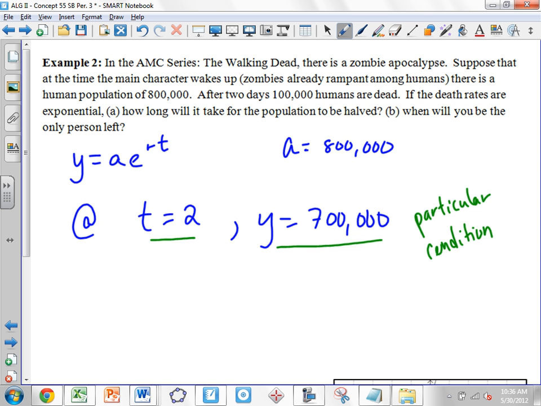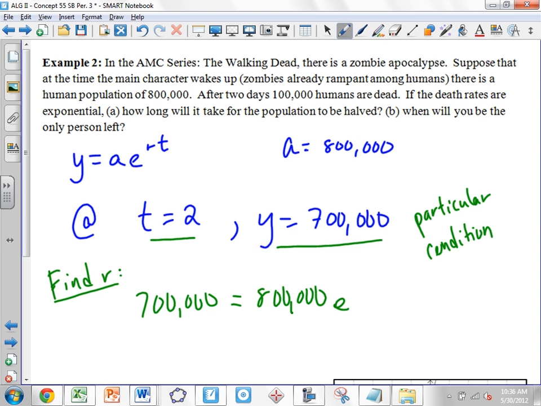It's going to be tough to do, but let's go ahead and do it. So let's plug in what we know into this equation. We know that Y is 700,000. So again, we're finding R. Y is 700,000 equals 800,000 times e to the R times 2. Again, what are we doing right now? We're plugging in all our givens. That's all we've done so far.